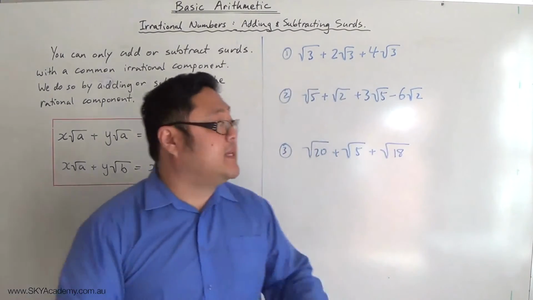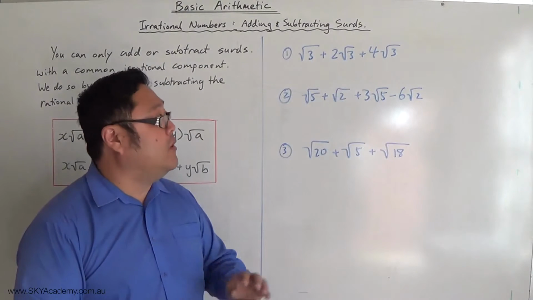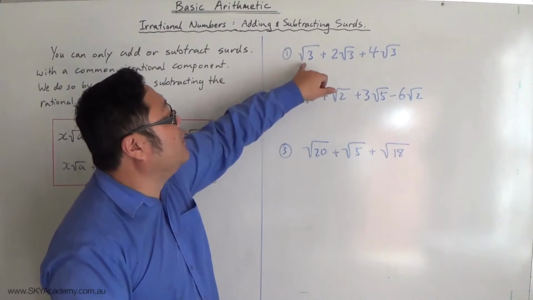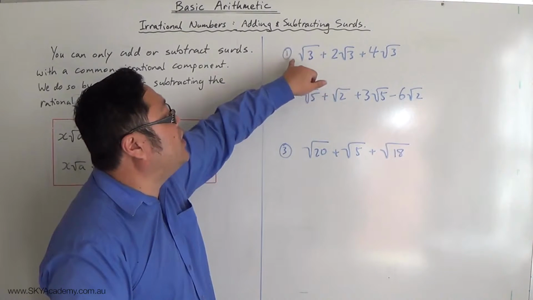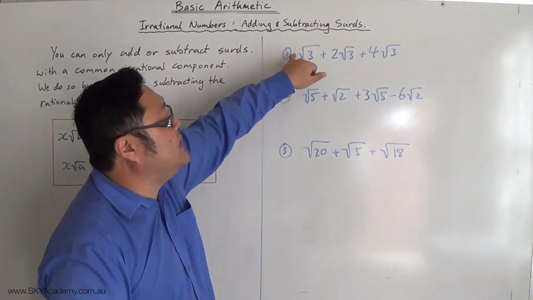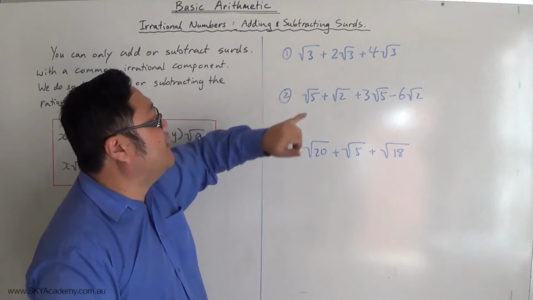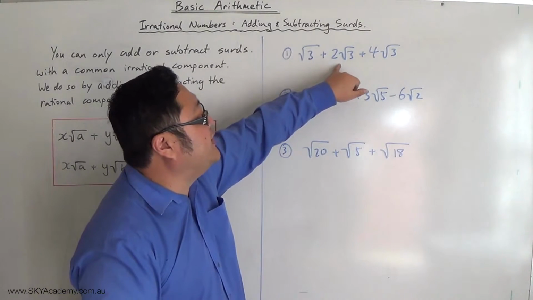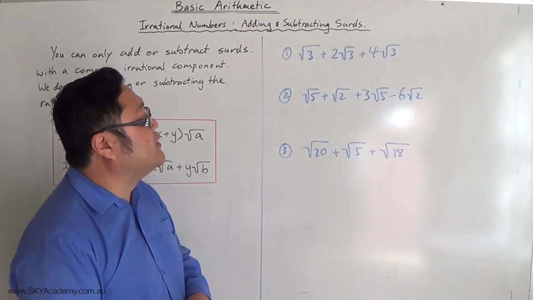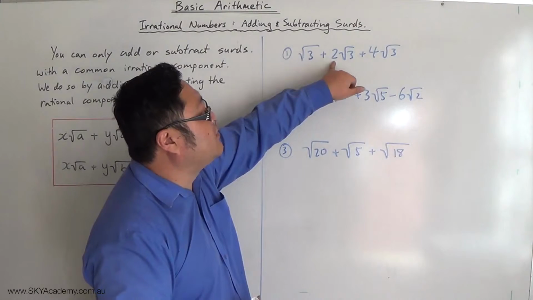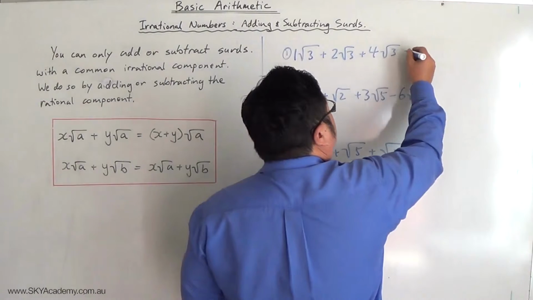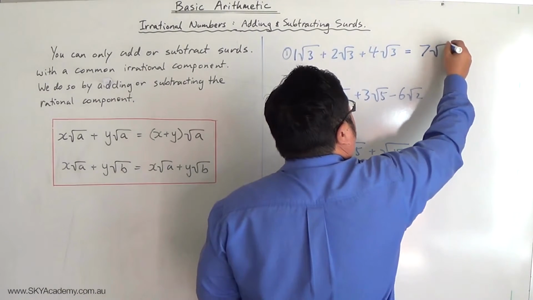So let's have a look at some examples. I've got 3 up on the board for you. Now, the first example is really straightforward. You've got a root 3. Now, if you've got no number out the front, the number that you use is 1, because you've got 1 root 3. You've got 1 root 3 plus 2 root 3s, and then you're adding 4 root 3s. So how many root 3s would you have altogether? 1 plus 2, which is 3, plus 4, which is 7. So the answer would be 7 root 3.